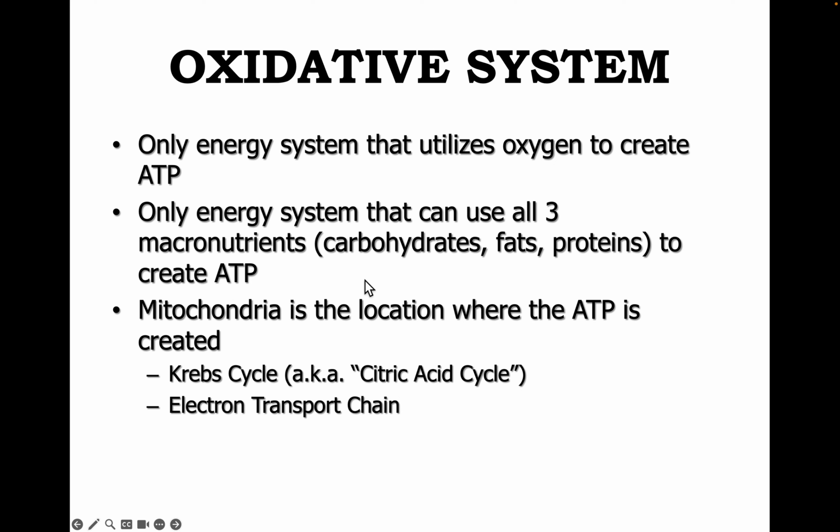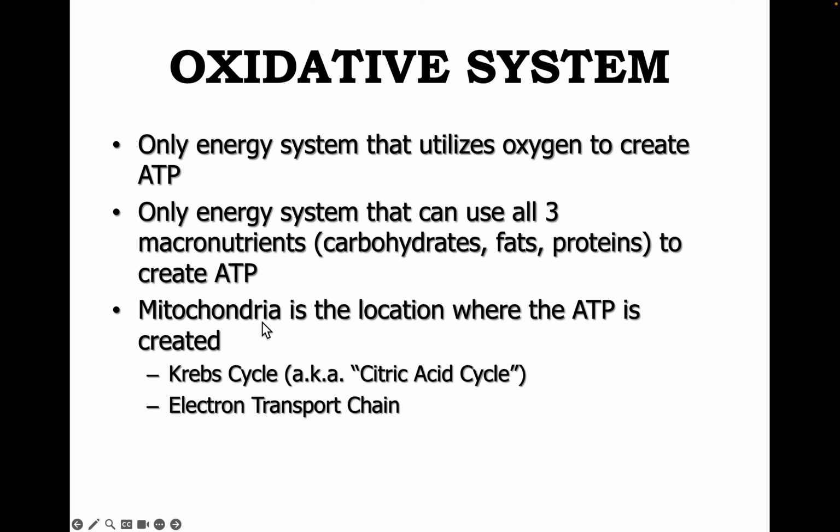So compare that to the phosphagen energy system. The phosphagen energy system cannot use carbohydrates, cannot use fats, cannot use proteins to create ATP. Compare this also to glycolysis. So glycolysis can only use carbohydrates to create ATP. It cannot use fats, it cannot use proteins to create ATP.